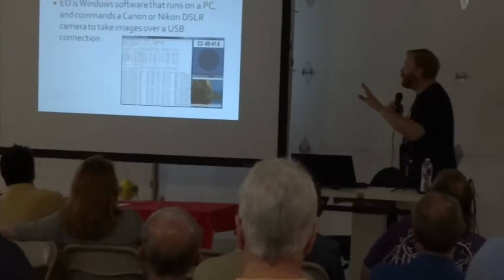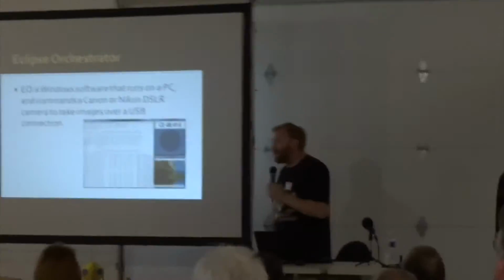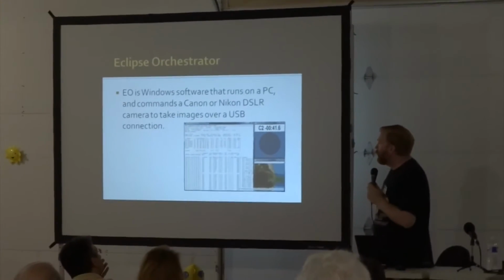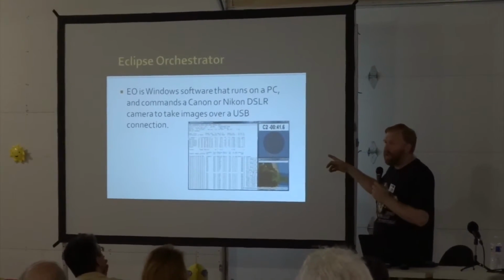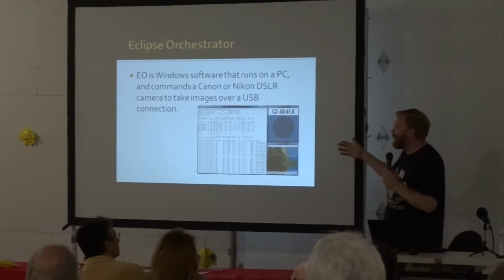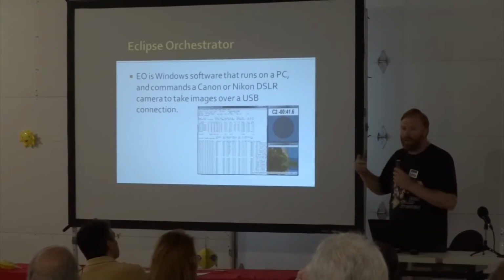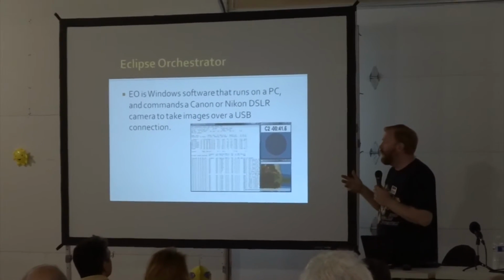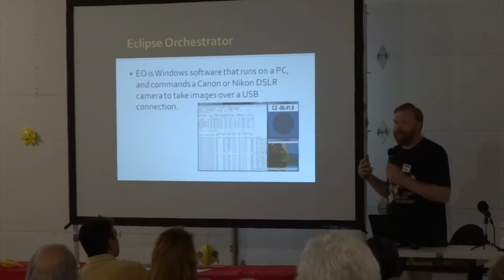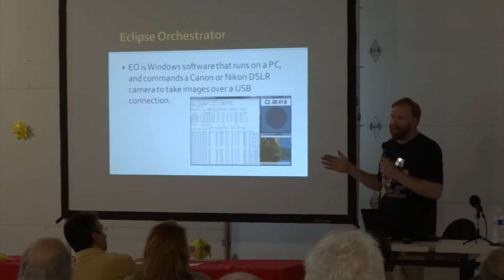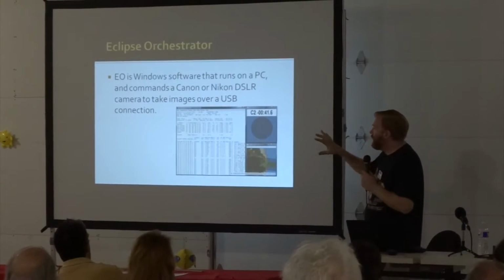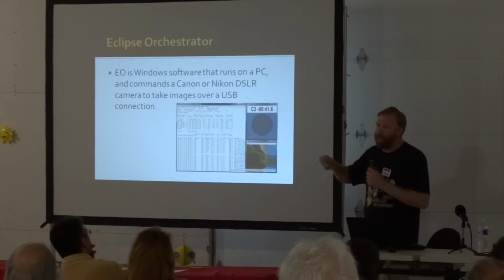So just the high-level view. This is Windows software for a PC. There is no Mac version. There is no plan for a Mac version. It works with Canon or Nikon DSLRs. I know since this came out in 2002, there's a lot more makers. Sony makes great cameras. There's Olympus. There's all these makers. But in terms of our resources here in software engineering, Canon and Nikon is all we can support. So what it does is command the camera to take pictures over a USB connection.